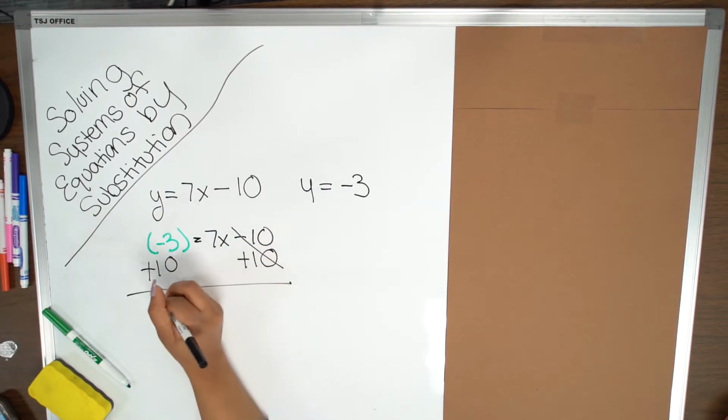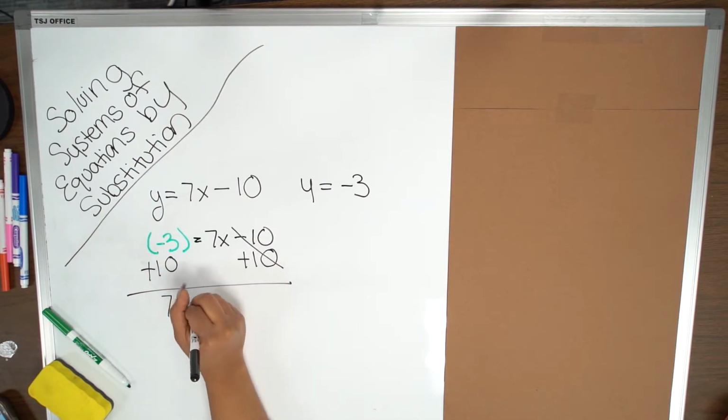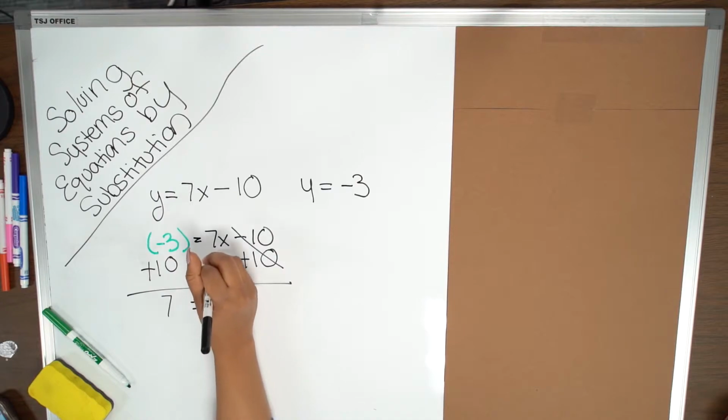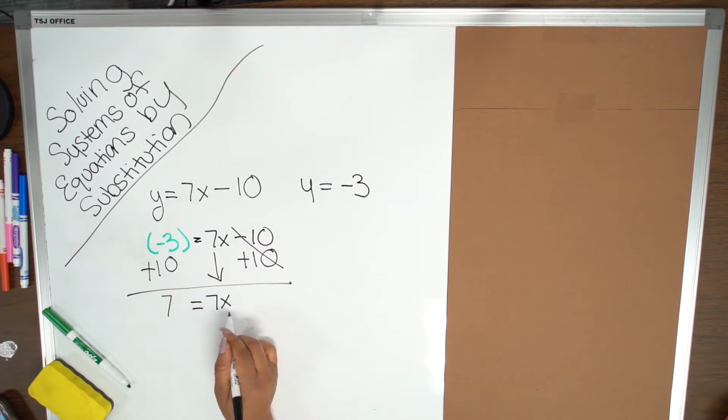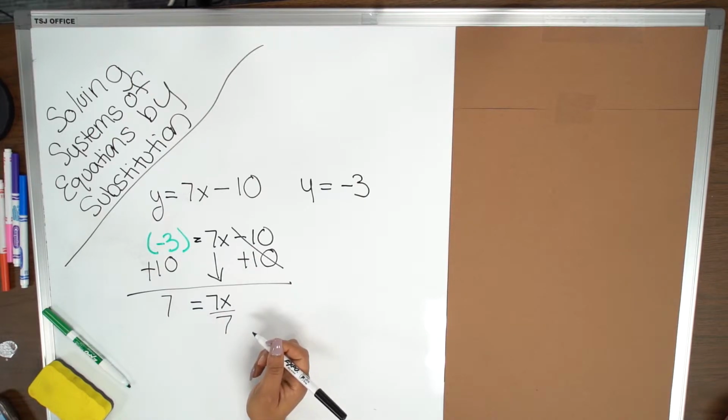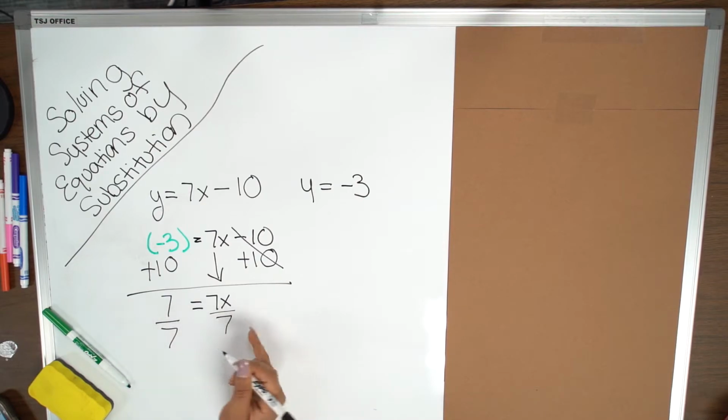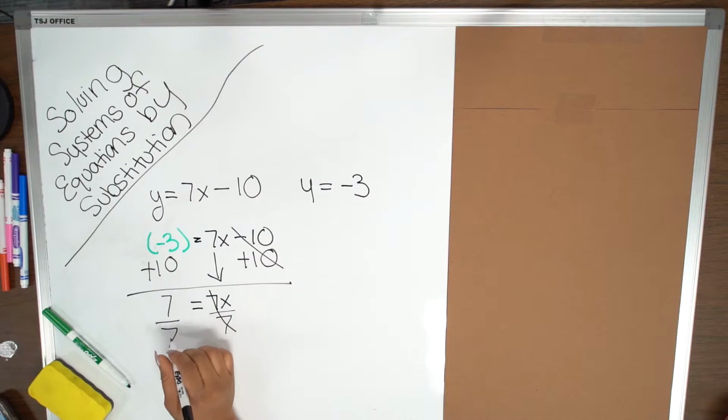These cancel out. Negative 3 plus 10 is 7. We have 7x because we just brought that down. Then we need to divide to separate these because this is 7 times x. To separate them, you do the opposite. Opposite of multiplication is division. What you do to one side, you have to do to the other. These cancel out. 7 divided by 7 is 1. So 1 equals x.